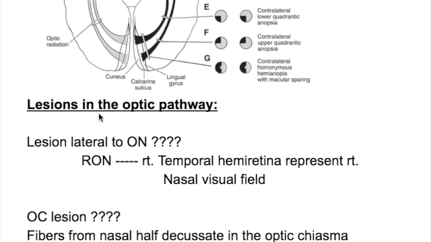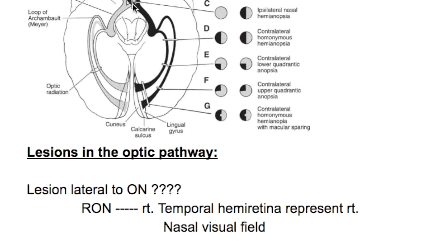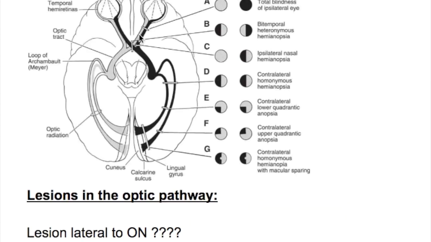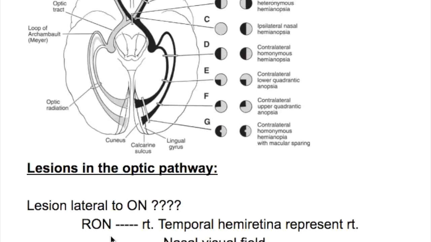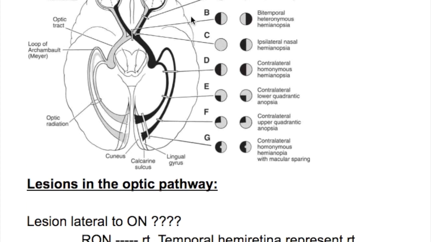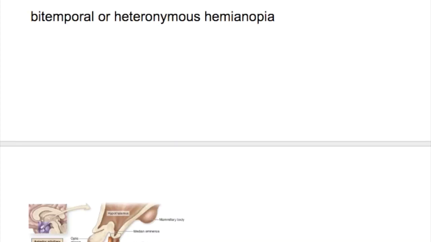How about the optic chiasma lesion? The optic chiasma lesion produces bitemporal hemianopia because the nasal hemiretinal fibers represent the temporal visual field. Such a lesion causes bitemporal hemianopia, or heteronymous hemianopia. And when do you have this lesion? A tumor in the pituitary gland, a pituitary adenoma, presses on the optic chiasma.